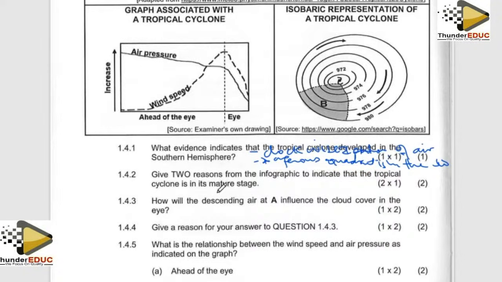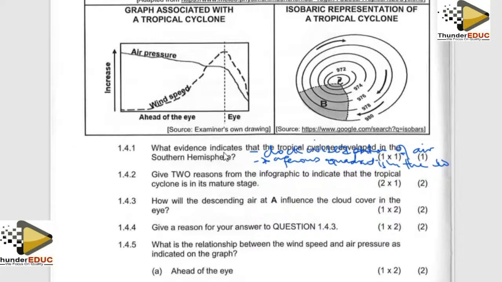We can proceed. Give 2 reasons. But here is 1 mark. So don't mind, you can write 1 and get all your marks. Okay. Give 2 reasons from the infograph that indicate that the tropical cyclone is in a mature stage. What reason do we have to say that this tropical cyclone that we have here is in a mature stage?